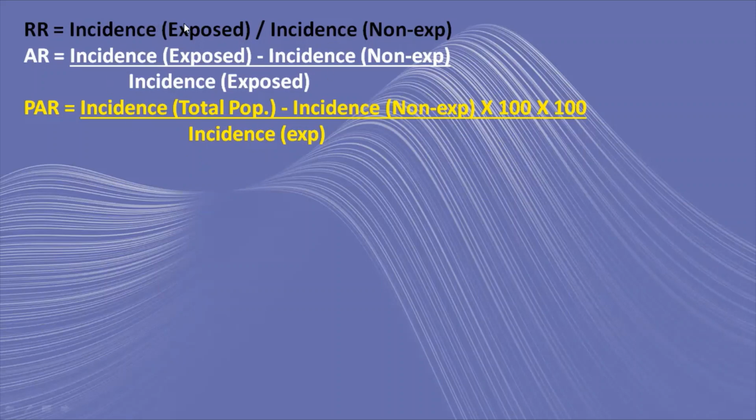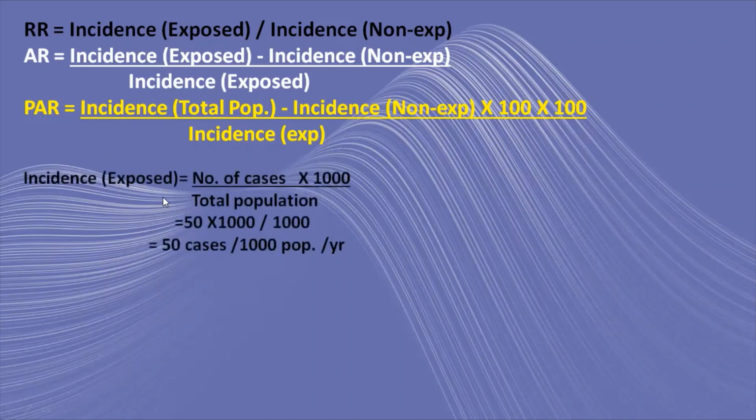So what we need is incidence among exposed, incidence among non-exposed, and incidence among the total population. If we have all these three values, we can calculate these three parameters. So incidence among exposed is the number of cases among exposed by total population which is exposed into 1000. So 50 are the cases among exposed and 1000 is the total exposed population, into 1000. So 50 cases per 1000 population per year is the incidence among exposed.